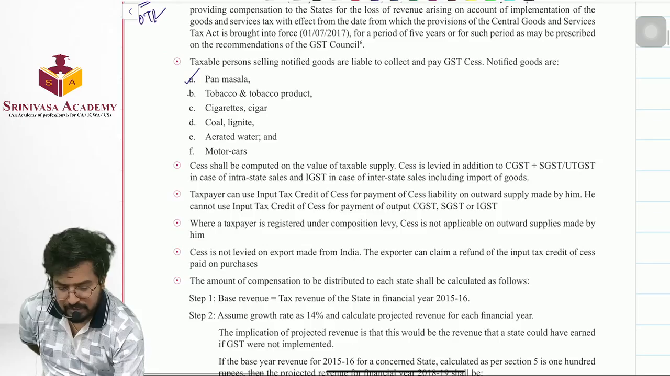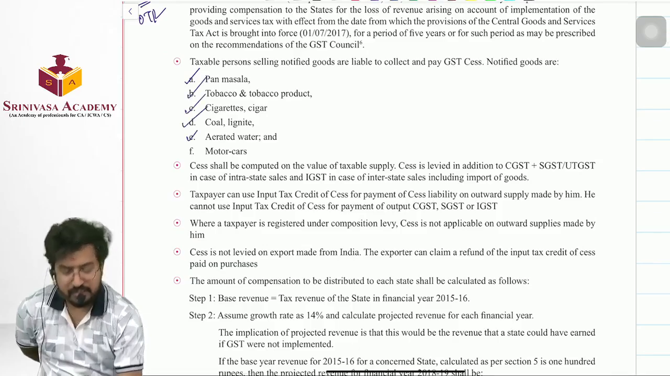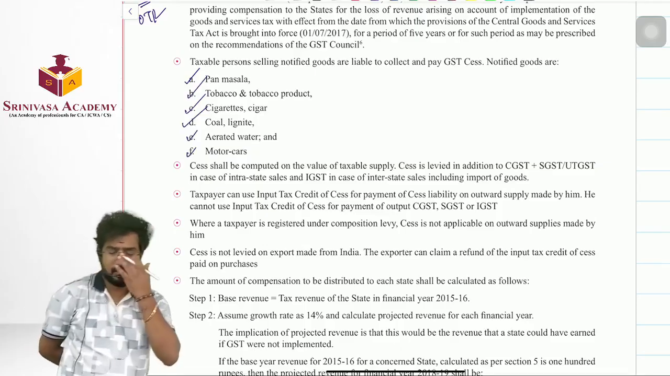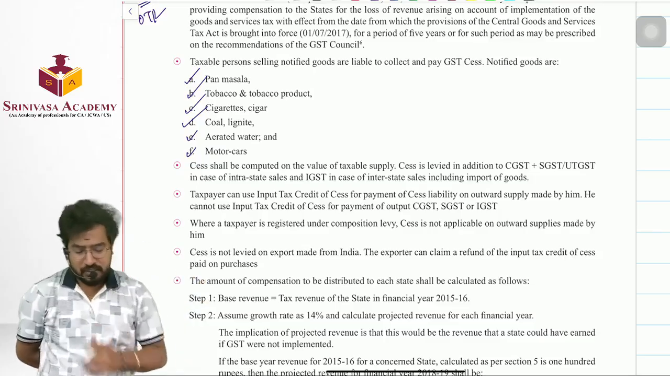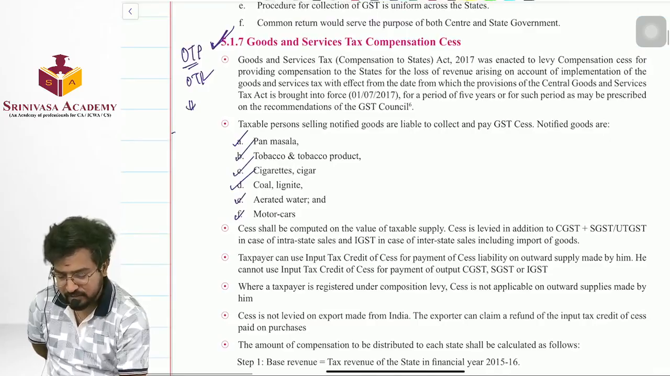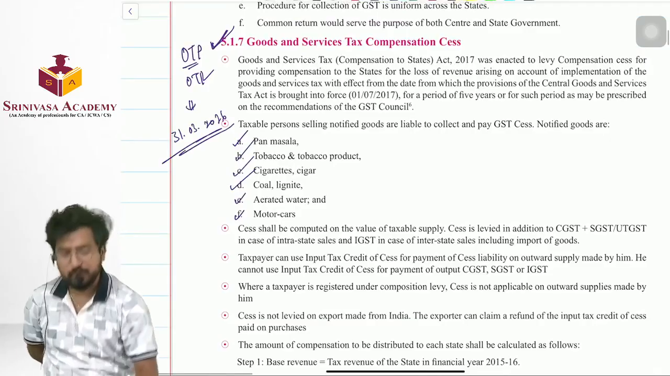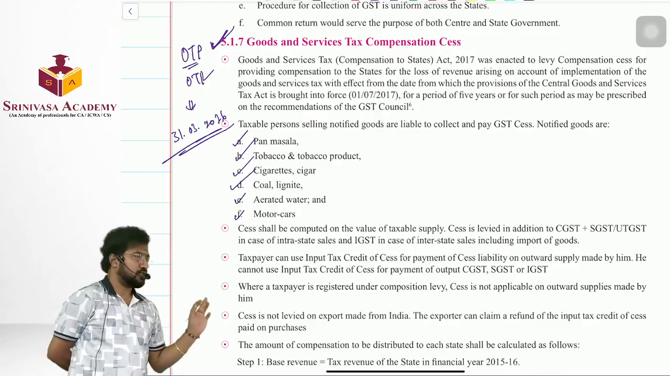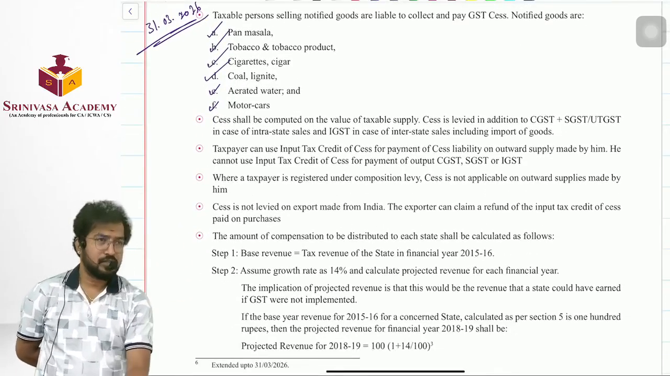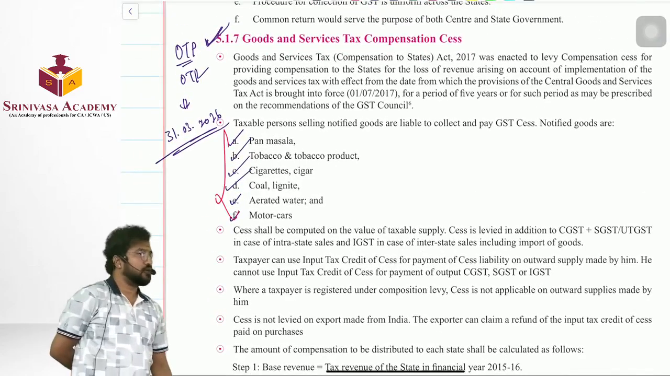So they brought a tax called GST compensation cess, but this is not on all goods. It is only on pan masala, tobacco, cigarettes, coal or lignite, aerated waters, that means cool drinks, and motor cars. On these things they brought GST compensation cess, but this was valid only till 31st March 2026. So there is no more GST compensation cess. It should not be asked in the exam, but still, if they ask, remember the names of these goods on which GST compensation cess was charged.